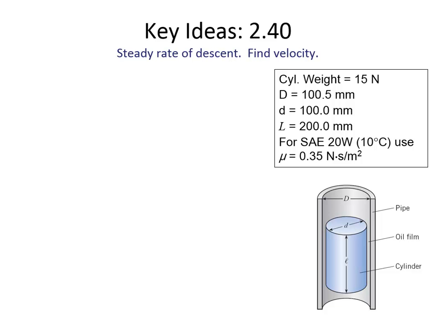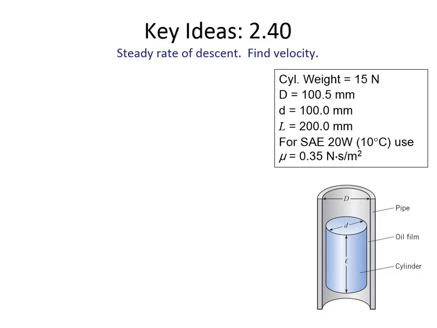What is given in the problem statement is the weight of the cylinder is 15 newtons. So that's based on whatever it's made out of. We already talked about the diameter of the pipe versus the diameter of the cylinder and how the difference between the two leads to a gap between them. The length of the pipe is specified, and we'll talk about maybe why that's relevant, why they've told us that.